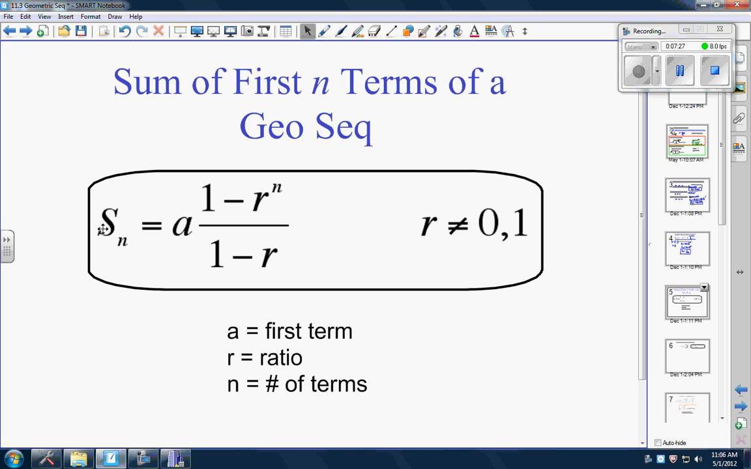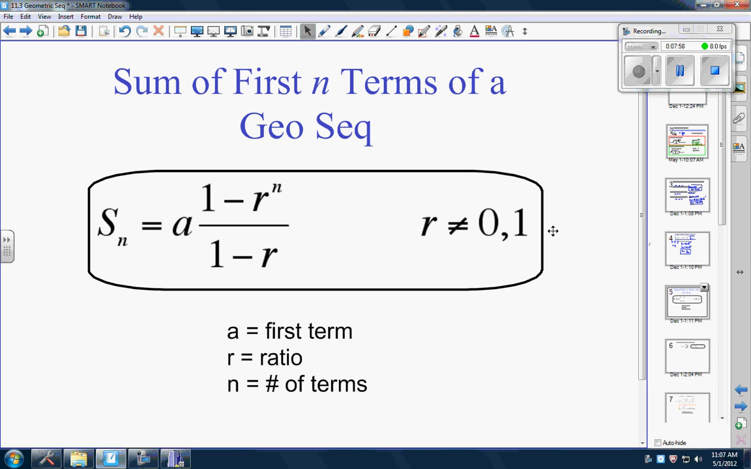So S stands for sum. Sum of n, so the first 12 terms, whatever it is. A we know is always the first term, times 1 minus r to the n, where r is the ratio or the rate that thing is growing by, all over 1 minus r. So it's super easy to set up, but solving it can be a little tricky, especially when these ratios are fractions. Notice this r can't be a 0 or a 1, and that just kind of makes sense.